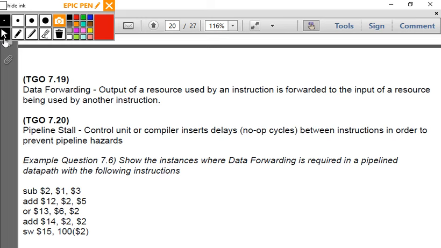So typically, if you have a data forwarding unit, you'd only need to insert stalls when you have load word and then an instruction immediately afterwards needs the value. If you don't have the data forwarding unit, and we're going to go over an example question here to talk about the differences, how would you go about doing that? You'd have to insert pipeline stalls until the value were updated in the registers.